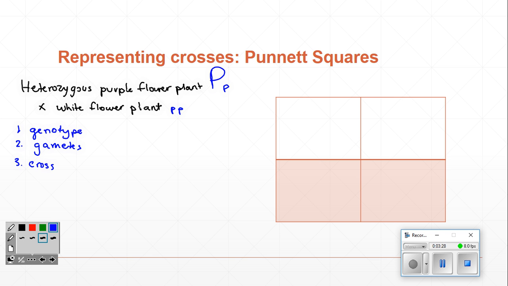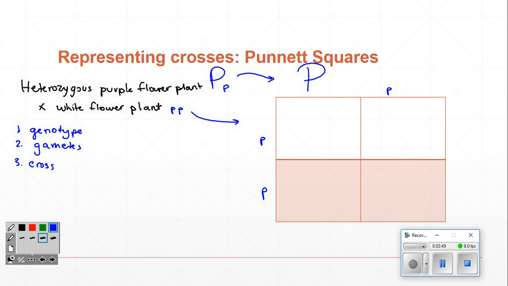If you remember, the next step is to take the genotypes of the parents and ask yourself what possible gametes could those parents make, and to write them on the outside of your Punnett square. So I will put this parent on this side and this parent here.